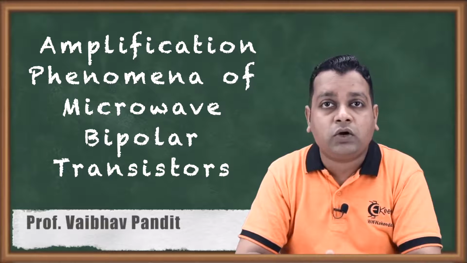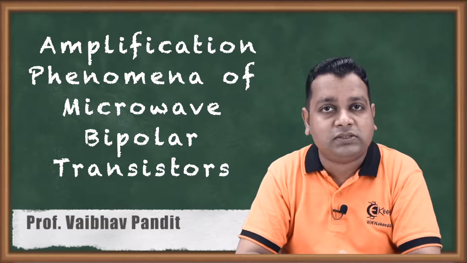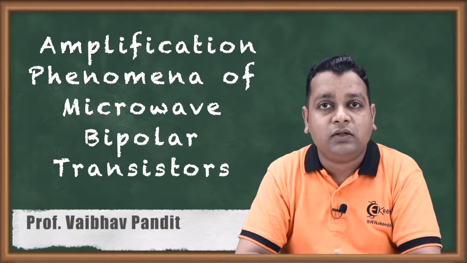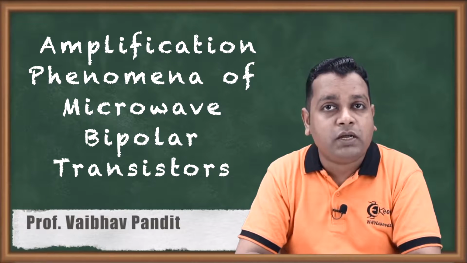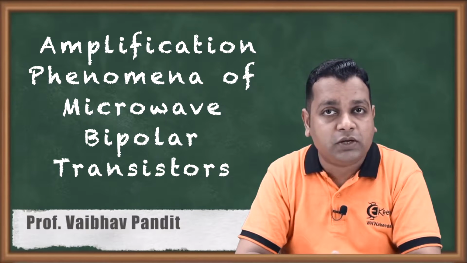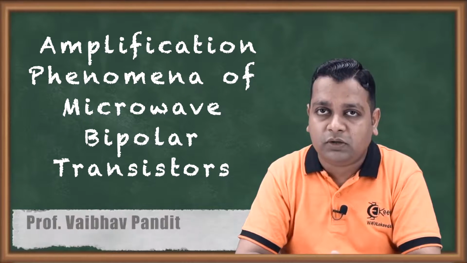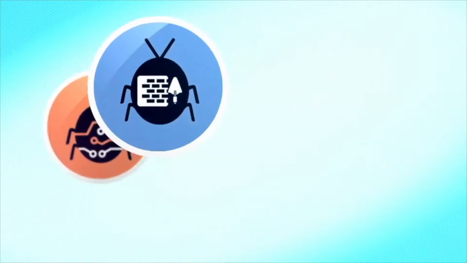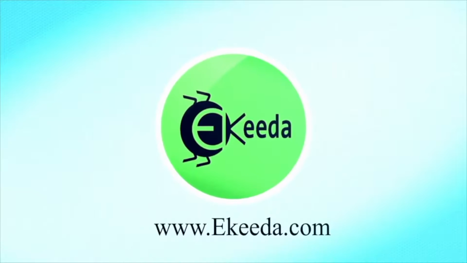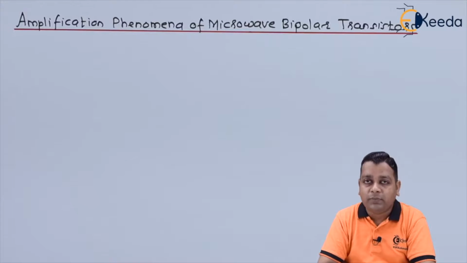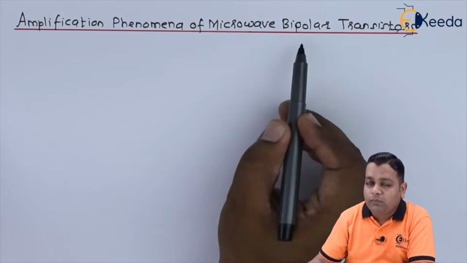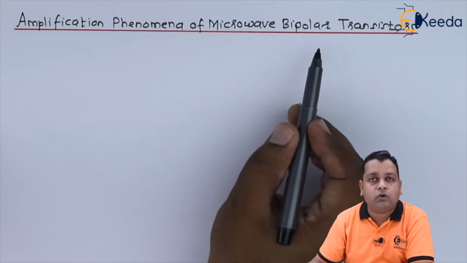The very popular microwave bipolar junction transistor we started with, along with its knowledge with respect to the physical structure and the various transistor configurations. The operating principles are also addressed in the previous video along with a practice on a simple problem. Now let us address the amplification phenomena. So here we start with our topic, amplification phenomena of bipolar junction transistors. These bipolar junction transistors are used for microwave applications here.